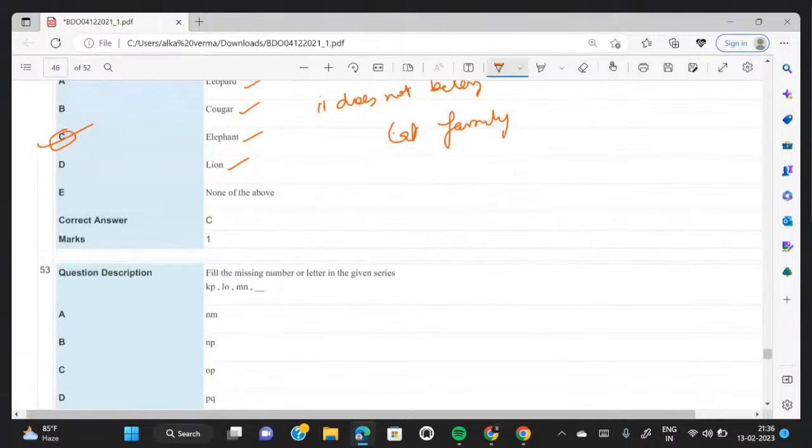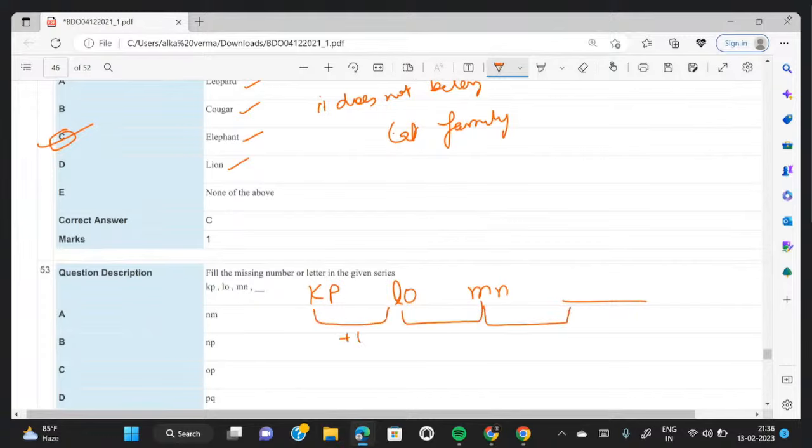53. Find the missing term. Don't you think it is very easy? KP, LO, MN, and dash. So now, if you see K, L, M, then plus 1, plus 1, plus 1, N. Now, here it is minus 1. Before P, O will come. Before O, N will come. Before N, M will come. So wherever you have this, that is your answer. That is option number 1.